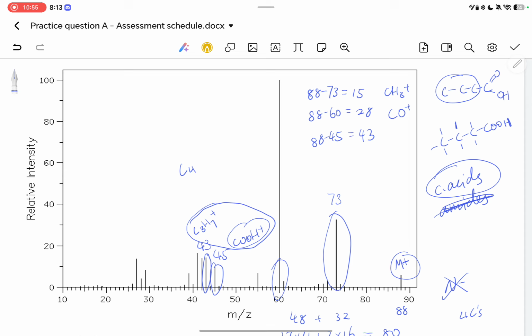So we've analyzed 1, 2, 3, 4 fragments, and I'd say that's more than enough for excellence already, if you've done this correctly. And yeah, in conclusion, it will be butanoic acid with something like this, and of course your hydrogens along the side.